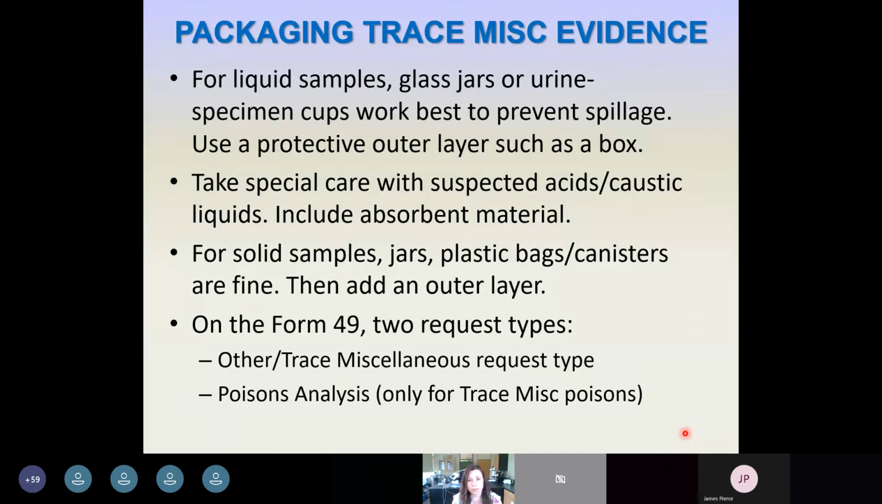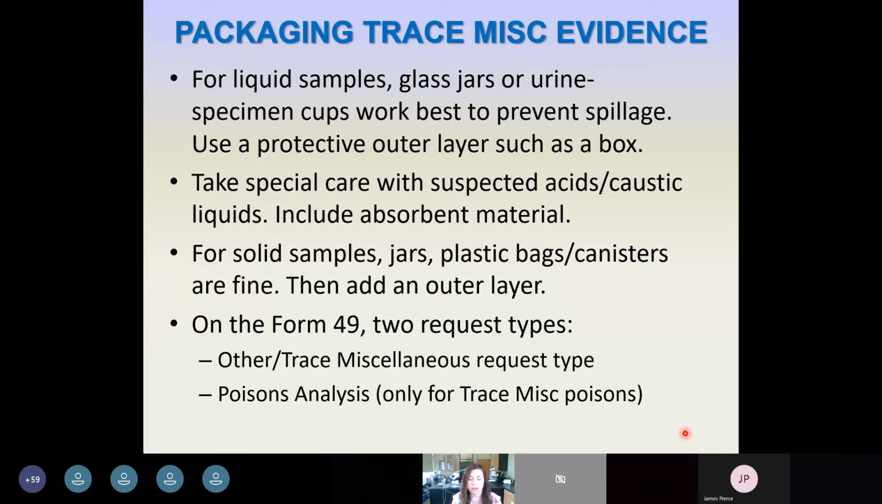For anything that's liquid, we really would like it to be in some sort of contained jar, or those urine specimen cups work really great to prevent any sort of spillage. And then put that in some sort of durable outer layer, such as like a cardboard box. We would caution you to be very careful with anything that's a suspected acid or caustic solution, and include some absorbent material, because if those do spill, they're not good to have on people's hands.